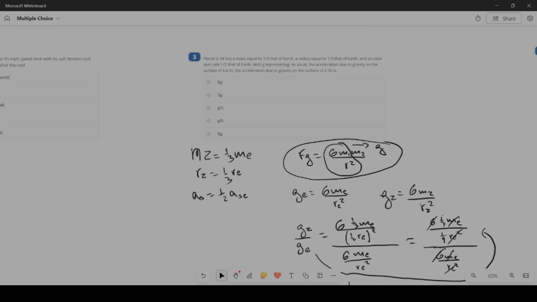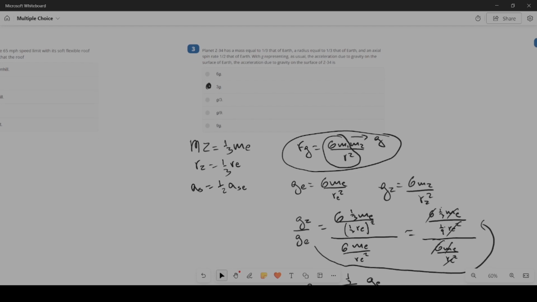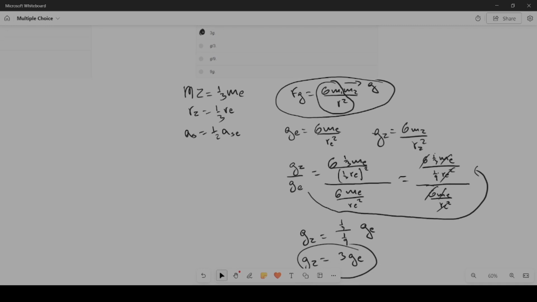What should be here? Okay, it's this one. Perfect. And it looks kind of weird because, yes, it is 1/3 the mass and 1/3 the radius. But keep in mind that this is the force at the surface of the planet. And since the radius is 3 times smaller and the radius weighs more into gravity because it's squared, then gravity is 3 times bigger.